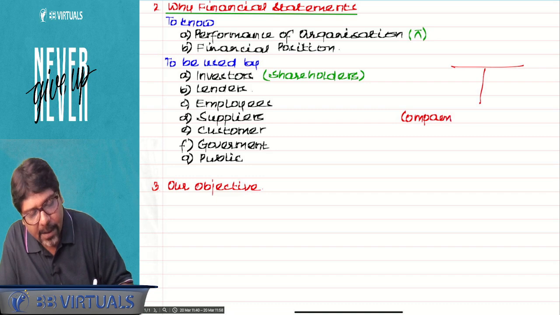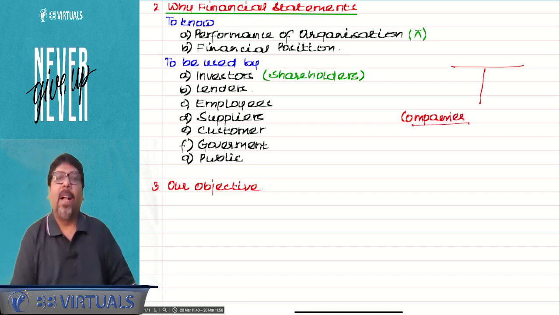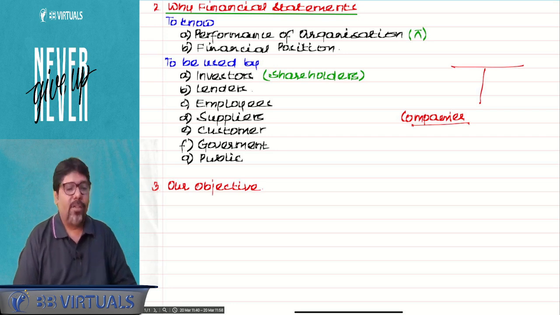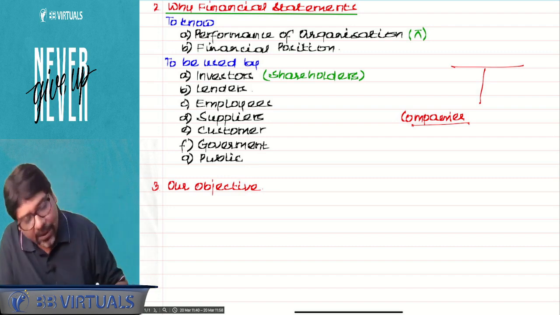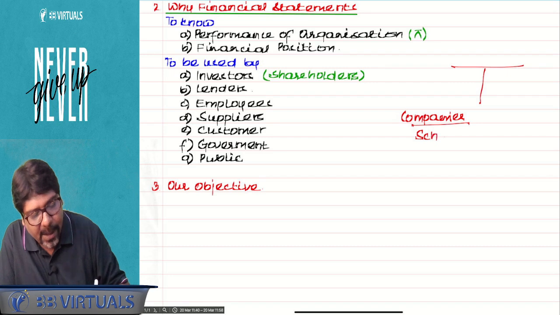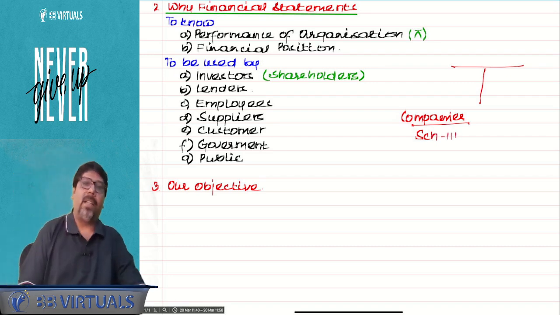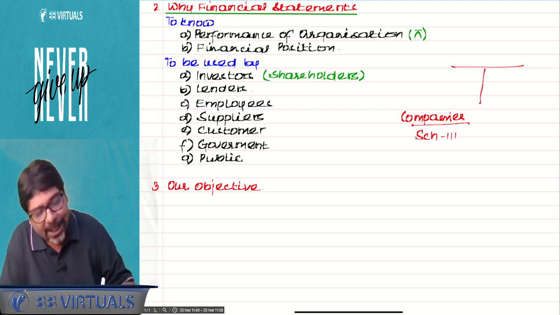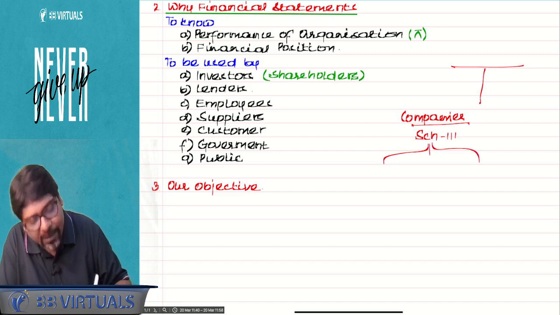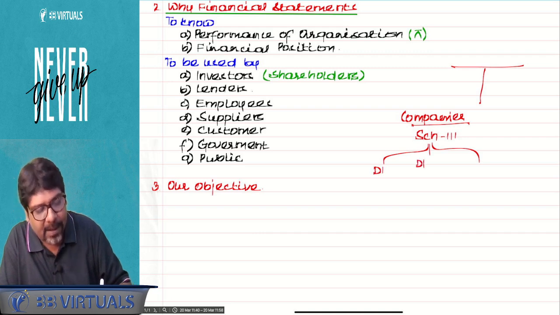But companies prepare which balance sheet? Companies prepare balance sheet as per Schedule 3. Correct. So how many types of balance sheet are given in Schedule 3? Schedule 3 gives three types of balance sheet: Division 1, Division 2, Division 3.